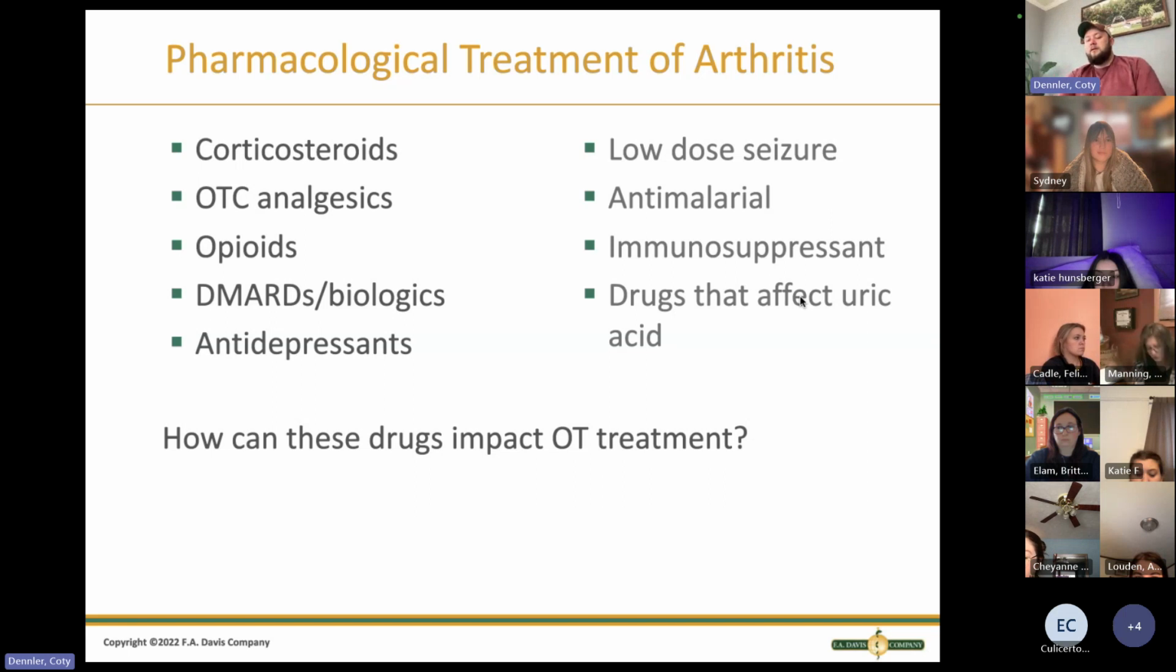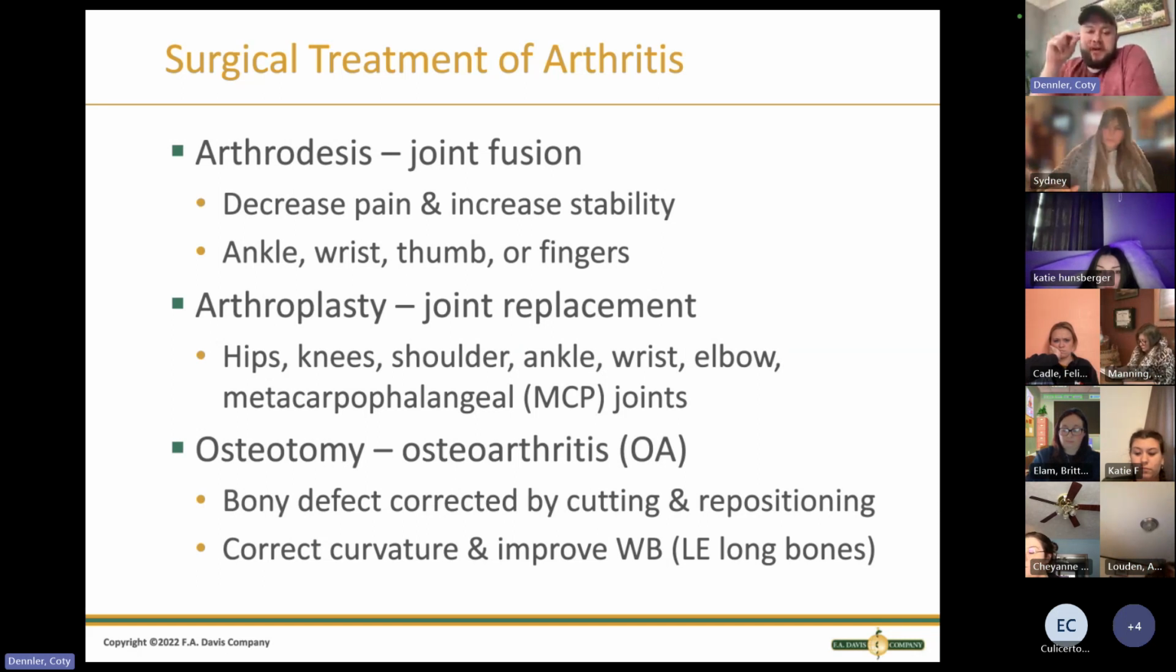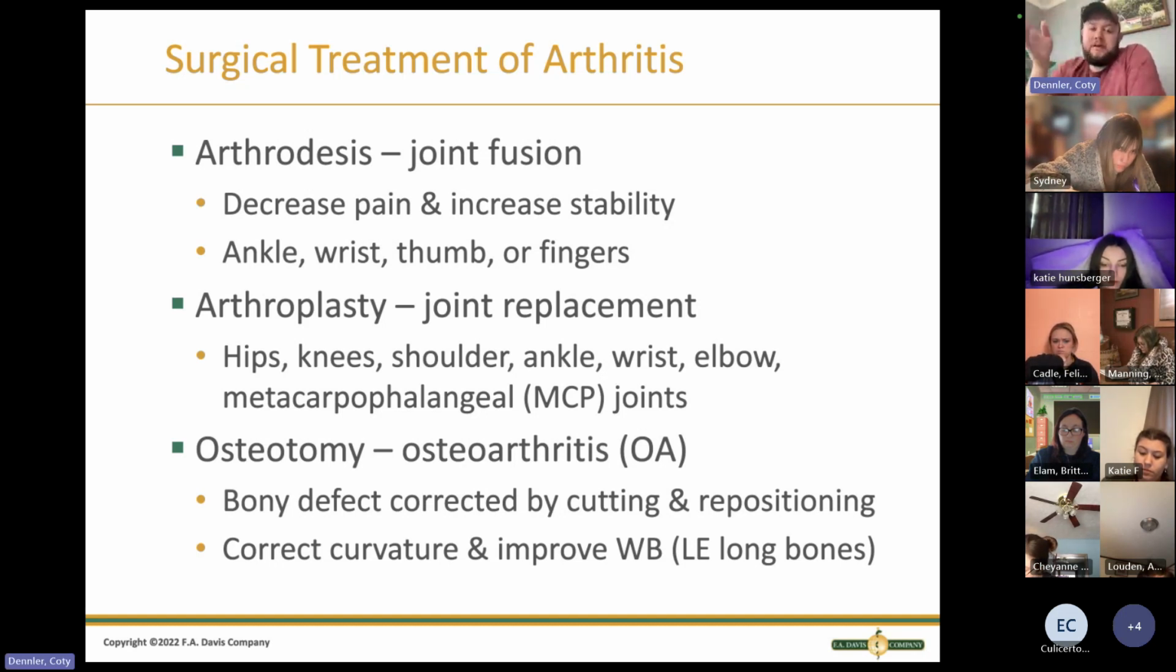All right, so let's talk about some surgical treatments of arthritis. Okay, you have an arthrodesis. This is where they fuse the joints together, so you lose range of motion, but you have decreased pain and increased stability. You'll see this sometimes in the ankle, the wrist, the thumb, and the fingers. So they're just fusing the joint together.